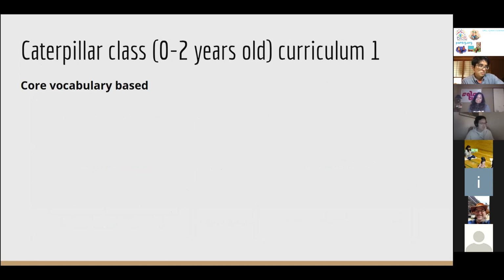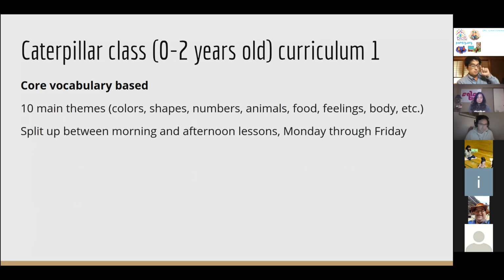So I have four curriculums I have made and used, two for the youngest and two for the older kids. For the younger kids, my very first curriculum that I use when they're first starting out, I call core vocabulary based. What I've done is I've chosen 10 main themes. I've written a few of them here, like colors, animals, body parts. And I split them up between the morning and the afternoon lessons.